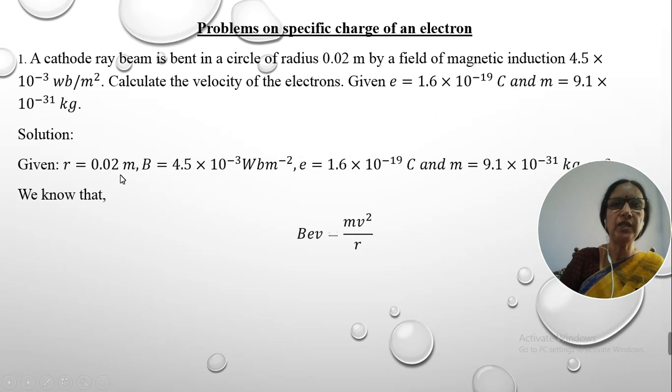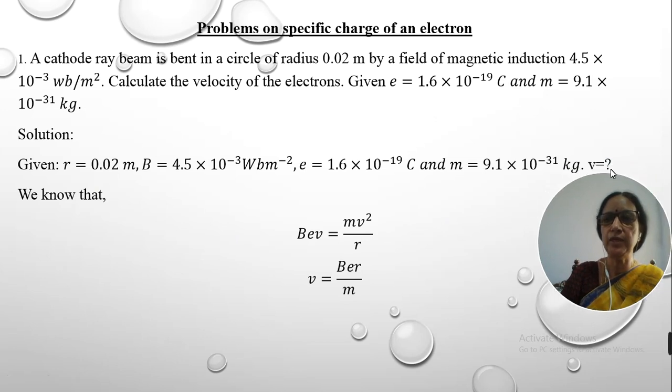So now the condition we have to write here is: when the beam is bent in the form of an arc, the force experienced in the magnetic field must be equal to the centripetal force. Whenever the particle is moving in a curved path, the two forces balance in the presence of a magnetic field, that is BeV must be equal to the centripetal force mv²/r. So V is to be determined.